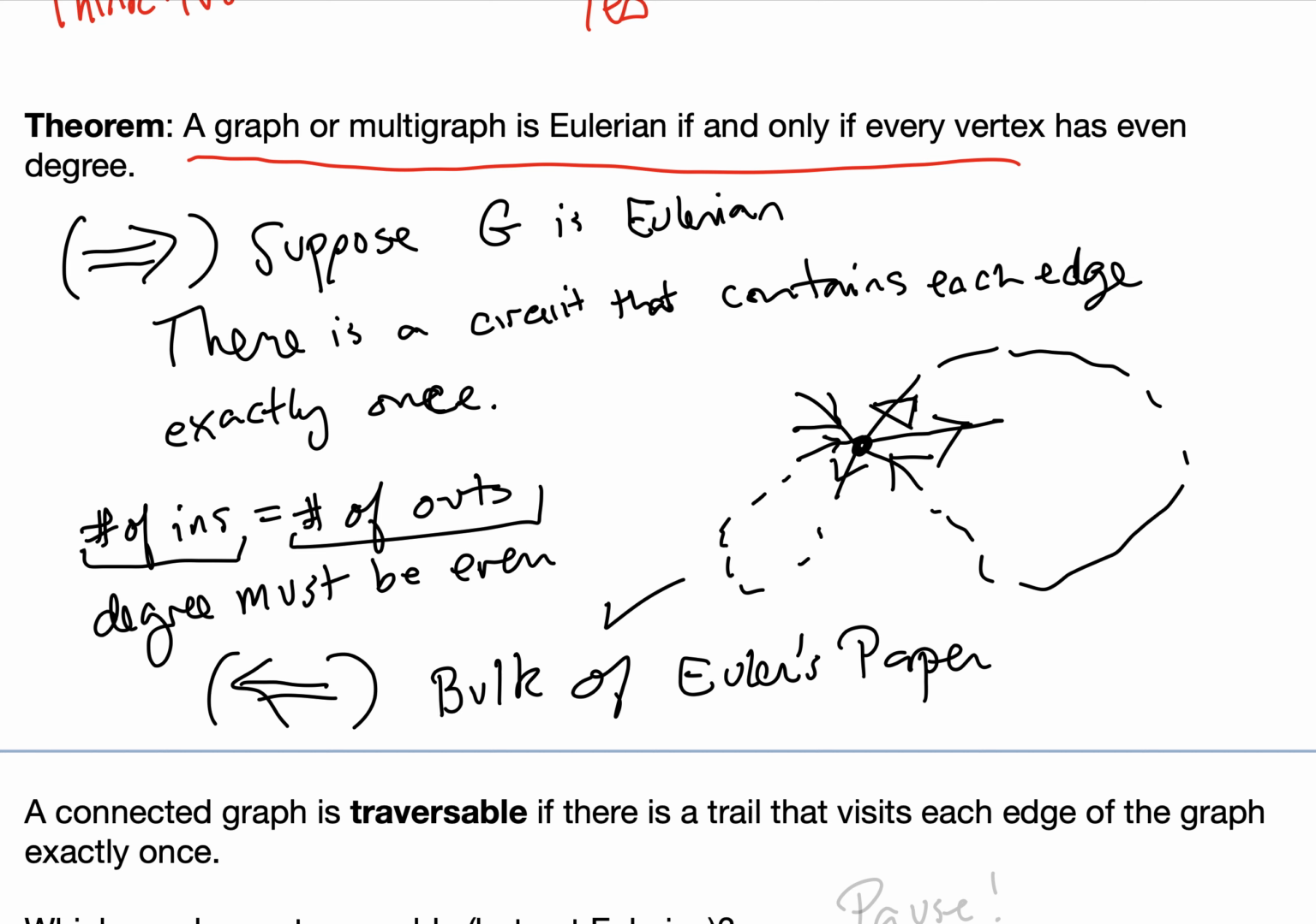Try to think about it in general, and think about our justification for why a graph is Eulerian if and only if every vertex has even degree. In other words, there's a circuit that contains every edge exactly once, if and only if every vertex has even degree. So pause and think about this just for a moment.